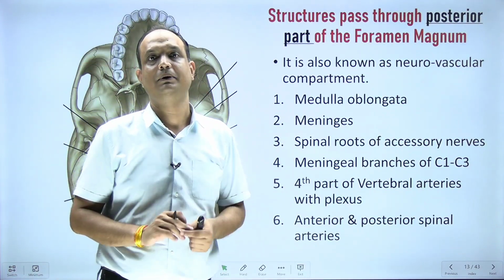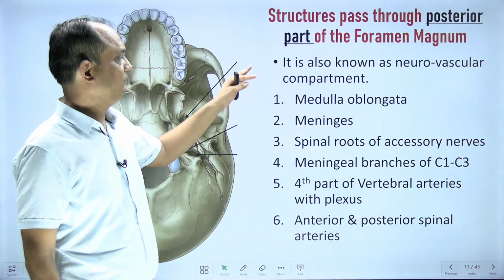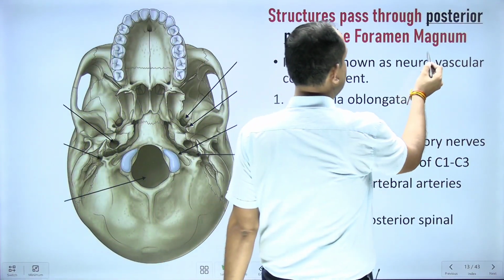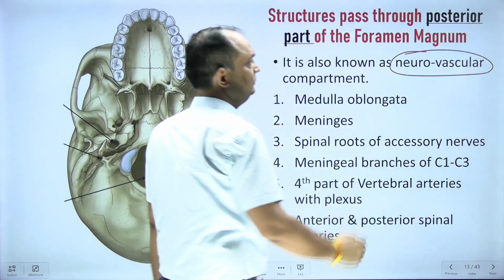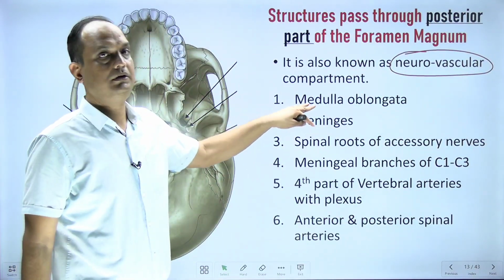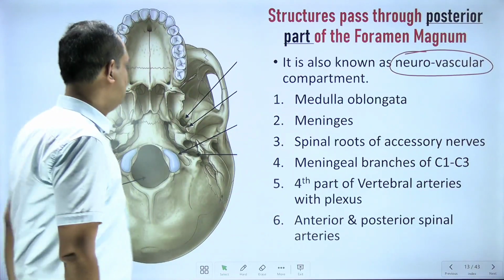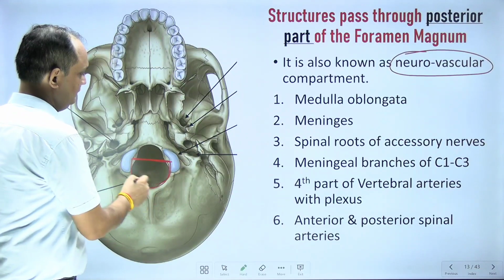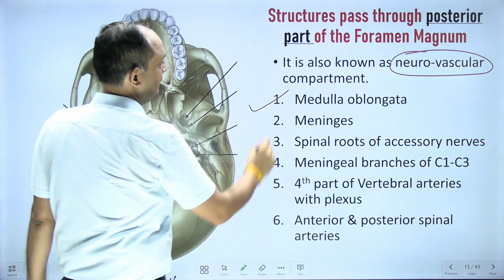As I told you, the posterior part is a larger part, so obviously you will have the larger structures, and the posterior part allows very important nerves and vessels. That's why it is known as the neurovascular compartment. So the most important neuronal tissue is the medulla oblongata. So this is the posterior part of your foramen magnum. In this you will find the medulla oblongata enters or comes out.